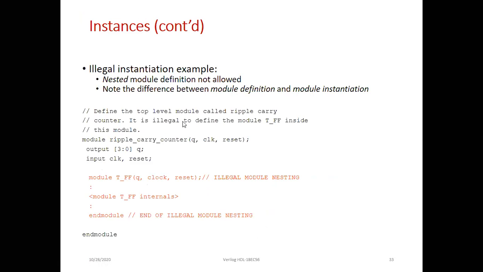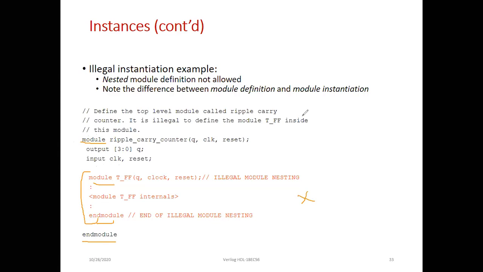Now next, you can see the illegal instantiation examples, like a nested module. As we know, we cannot nest modules. Nested module means one module written within another module. Within a module, we cannot write one more module. In any Verilog program, once the module starts, we must have an endmodule. Between the module and the endmodule, we should not write another module, and the endmodule should not come. So this is wrong.